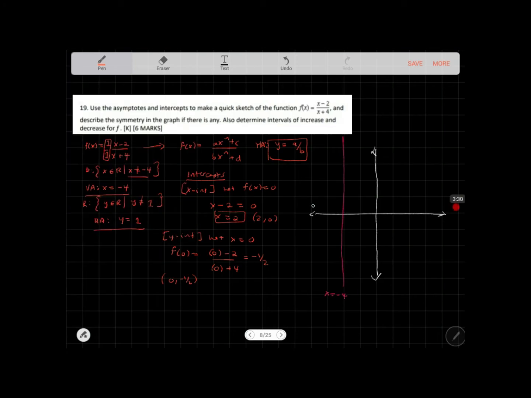Let's do that in orange. So this is the horizontal asymptote, y is equal to 1. And we also have our intercepts. So our intercepts are 2 and 0, so let's say that's here. And 0 and negative 1/2, so let's say it's like here. This is 0 and negative 1/2. This is just a sketch, by the way. So this is 2 and 0. Don't consider this point.